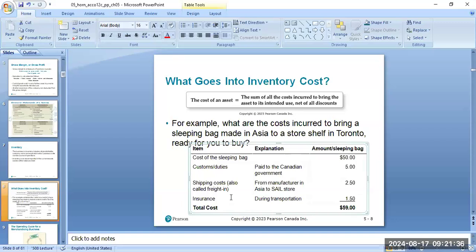So the total cost of the sleeping bag in this case is not only the purchase price, but all the other costs which are going to bring the bag to the place where we want to sell it to the customer. All the costs up to that point will be the cost of the inventory. In this case, $50 million.